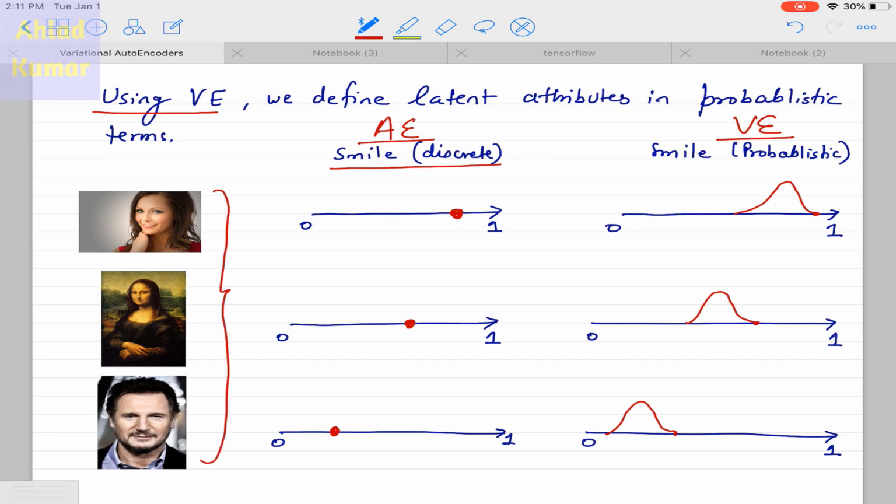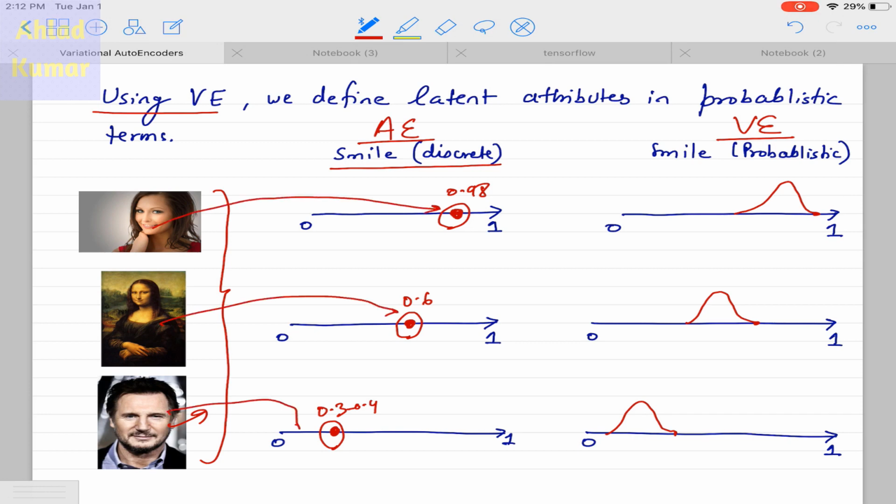You can see that for 3 different images, as they are smiling in different degrees, we get different magnitudes of smile values for these 3 images. The autoencoder will try to put these values in your Z vector. This may be 0.98 as she is smiling a lot. This one is in the middle, so it's like 0.6. This one is not smiling too much, so it can be something like 0.3 or 0.4. So what autoencoders will do is produce a fixed value for these smile features: it will fix the smile feature value to 0.98, 0.6, and 0.3 to 0.4.